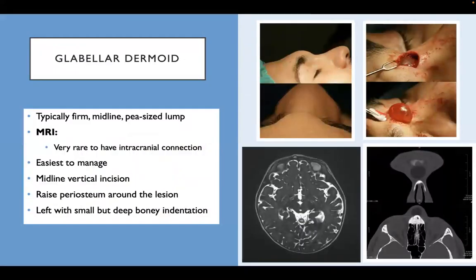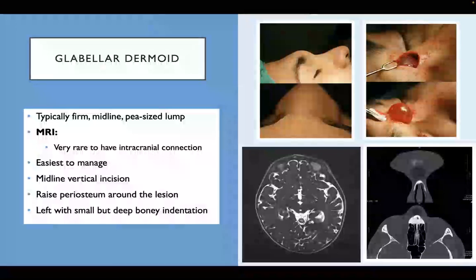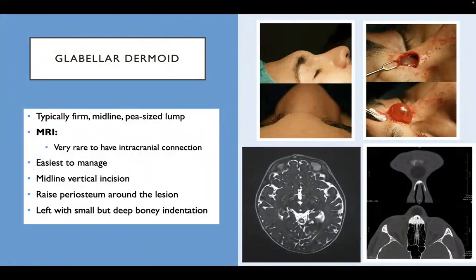So more in detail about the glabellar dermoids. This is an adult patient that I've pictured, but it can present in the pediatric population. So it's typically a firm midline pea-sized lump at the glabella. The MRI shows a well-circumscribed lesion at the glabella, and it's very rare to have an intracranial connection.